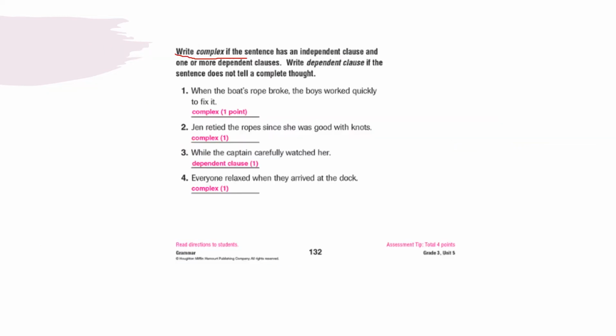Write complex if the sentence has an independent clause and one or more dependent clauses. So if you have the independent and dependent clauses together, we have to write the word complex. Write dependent clause if the sentence doesn't tell a complete thought. So if the sentence is not telling a complete thought, we have to write dependent clause.